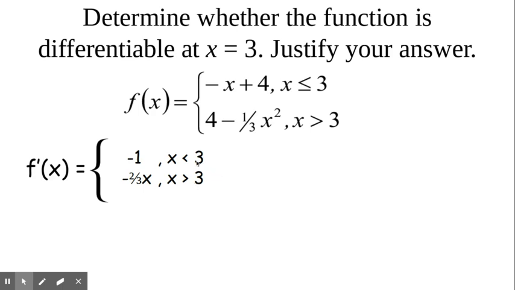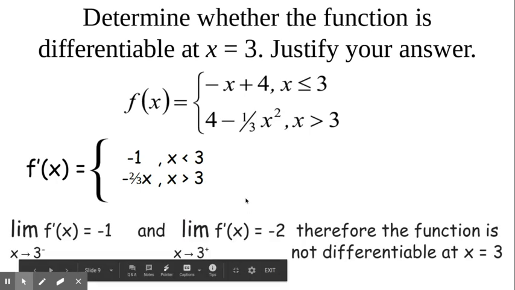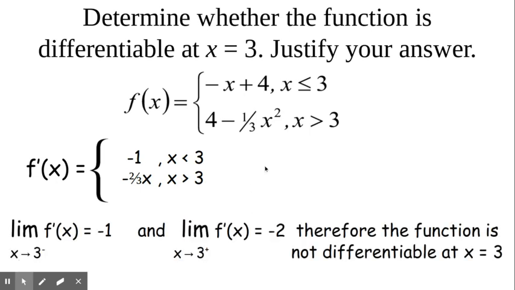So if we wanted to evaluate the derivative to the left of 3 and to the right of 3, we get -1 and we get -2. So the limit as x goes to 3 from the left of the derivative is -1. The limit as x goes to 3 from the right of the derivative is -2. Therefore, the function is not differentiable at x equals 3. We never asked about continuity, but that's something you could have also used.